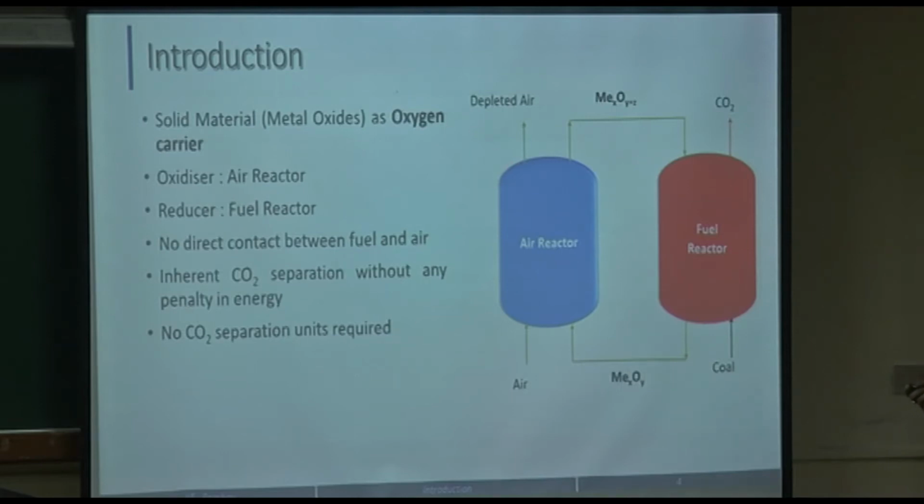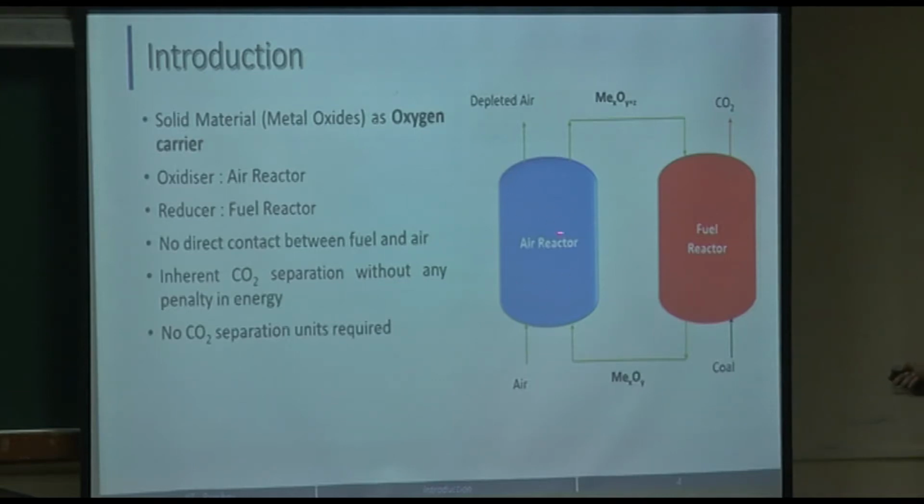The concept here is that we have two reactors, one is the air reactor and the other is the fuel reactor. We feed the fuel to the fuel reactor, and the oxygen required for the combustion of the fuel is not directly supplied by air. Instead, we use a metal oxide. The metal oxide helps in the combustion of the fuel, and the reduced metal oxide, where the number of oxygens is reduced, goes back to the air reactor, where air is used to regenerate or oxidize the metal oxide.